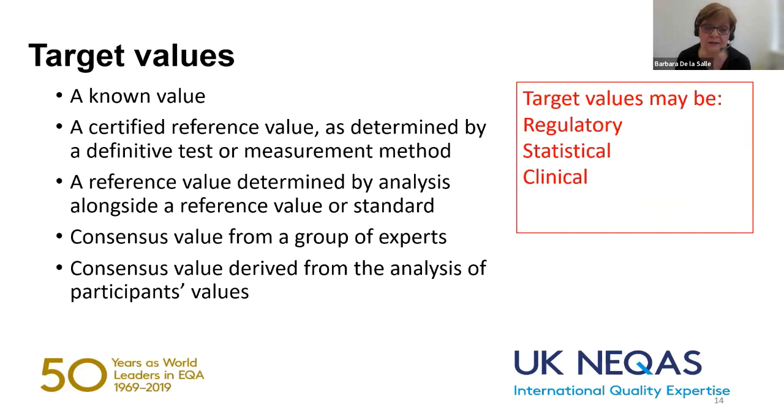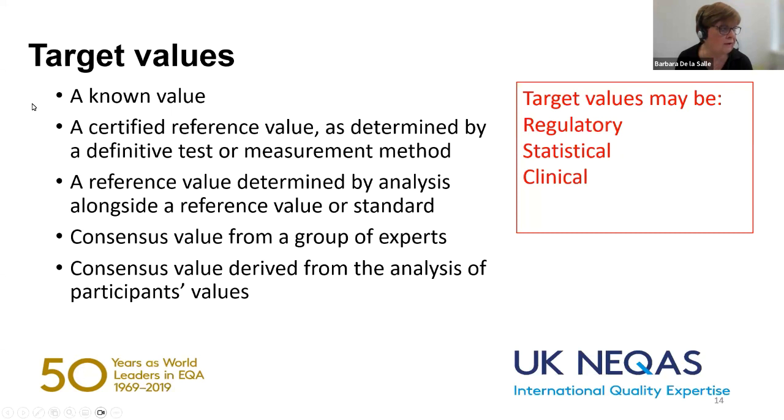Target values. So obviously, to calculate a deviation index, you need a target value. The target values, generally in EQA, may be regulatory, which is that they are usually set, if they're regulatory, at a fairly low limit. It is a target that everybody should be able to pass. They may be statistical, which is generally what we use. They may be clinical, i.e., have you got the right or the wrong answer? Have you got the right genotype? Have you got the right blood group?